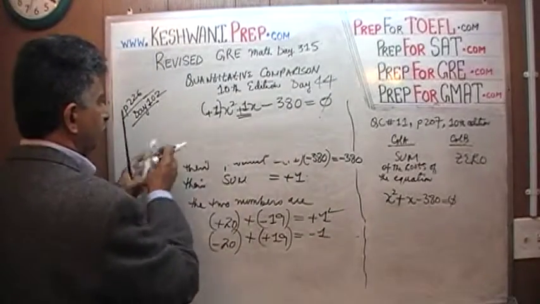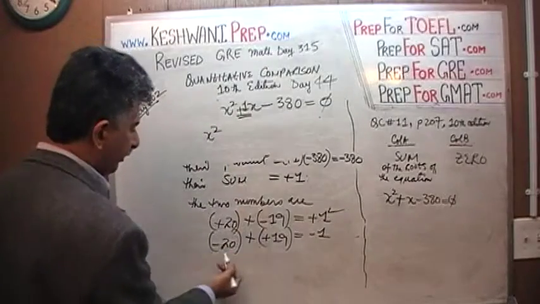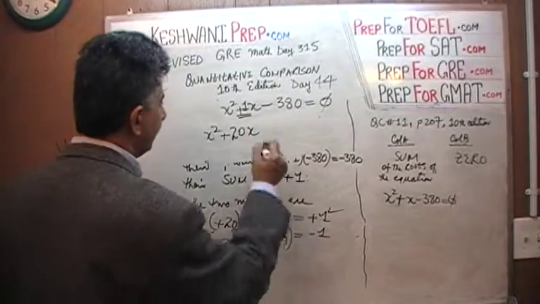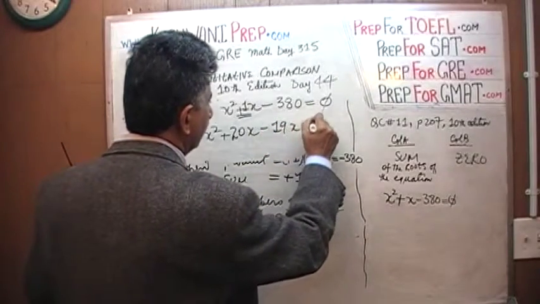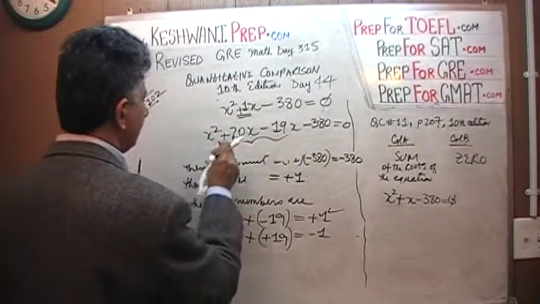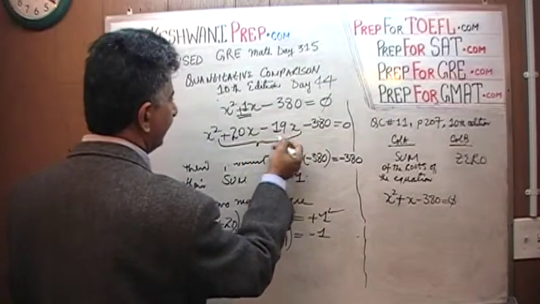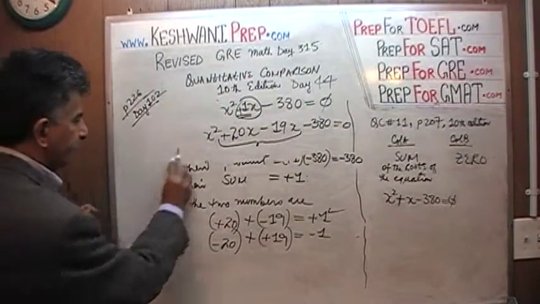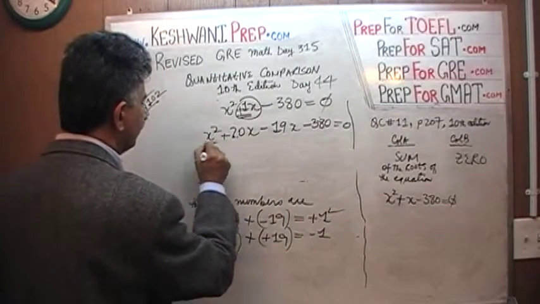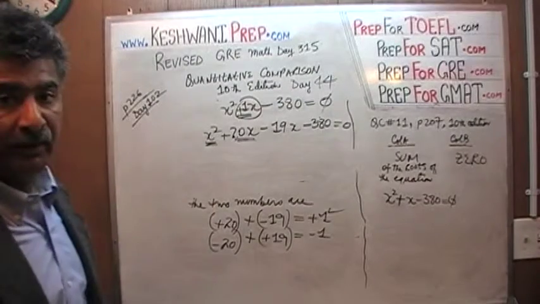So this, of course, we already know it's 1 in front of it here. So this is x squared, and this x is going to be written as positive 20x and a negative 19x. You see, this part, positive 20x and a negative 19x gives us our x. Now we're going to look at these two terms, and ask ourselves, what's the common factor between x squared and 20x?